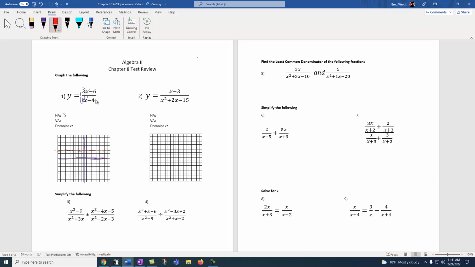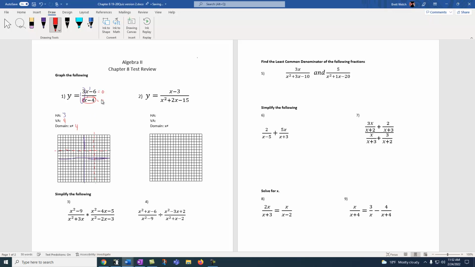For the vertical asymptote, it always comes about making the bottom equal to 0. Since x minus 4 is all that I have on the bottom, positive 4 would be my vertical asymptote. I'm going to come over 1, 2, 3, 4, and I'm going to draw my dotted line up and down through 4. Okay, so there's my horizontal and vertical asymptote. The domain: x cannot be 4. That's an unacceptable value.